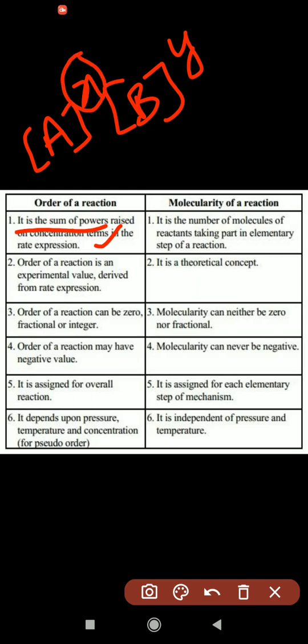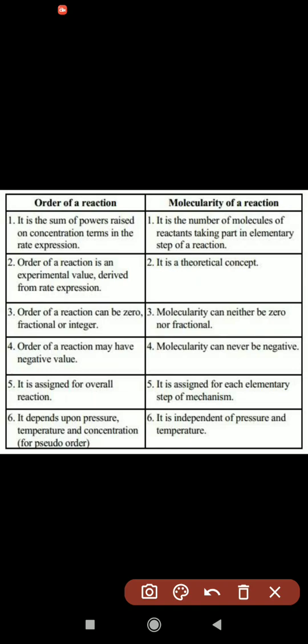X moles of A and Y moles of B are there. Therefore, the order of reaction is nothing but X plus Y. X plus Y will give the order of the reaction. So that means the sum of the exponent powers of each reactant concentration will give the order of reaction.